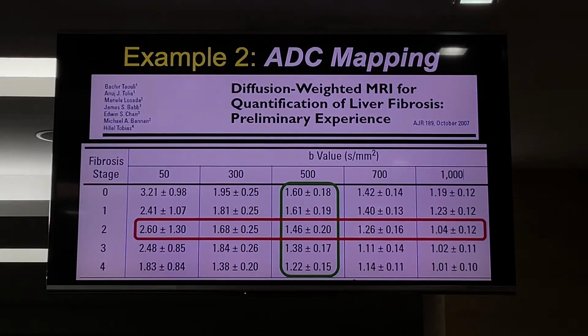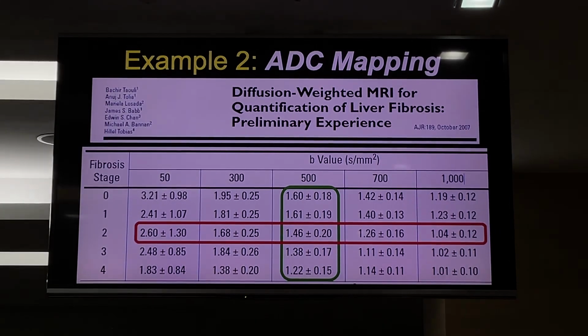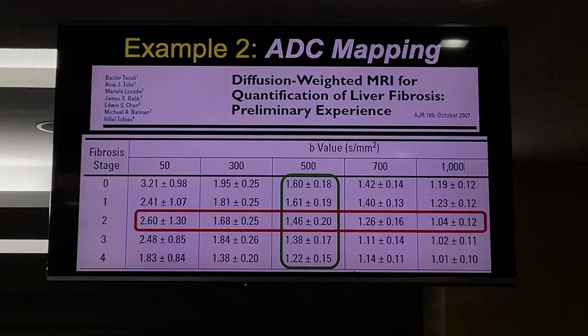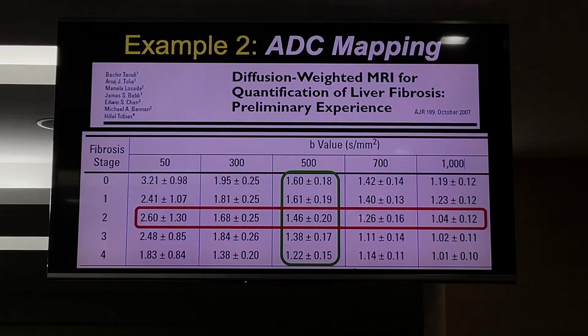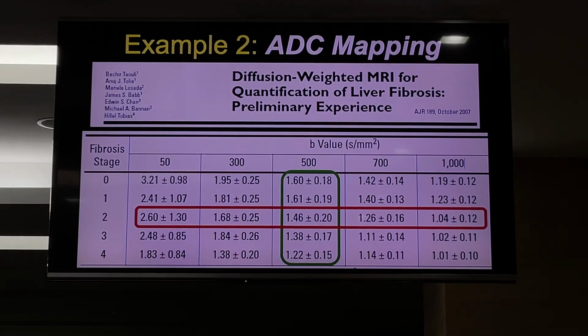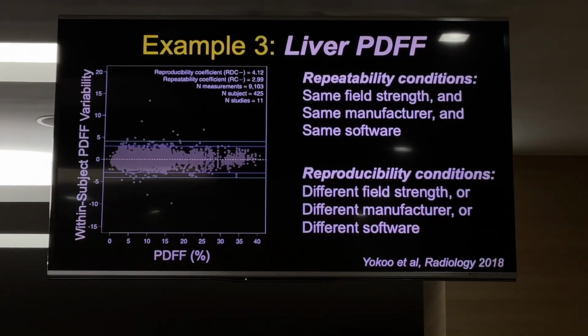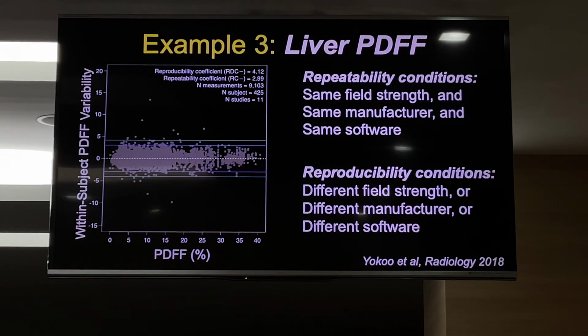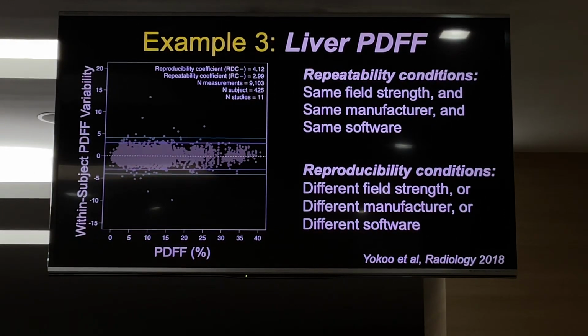But that range is smaller than the range of values that you get in the same type of patients just by changing the b-value. So in the context of ADC mapping for fibrosis assessment, you really want to make sure that you use the same protocol, at least the same b-values, if you want to compare across studies. This is the PDFF repeatability and reproducibility in that same meta-analysis by Takeshi Yokoo that showed really good repeatability, really good reproducibility across magnets, and field strengths, and acquisition parameters.